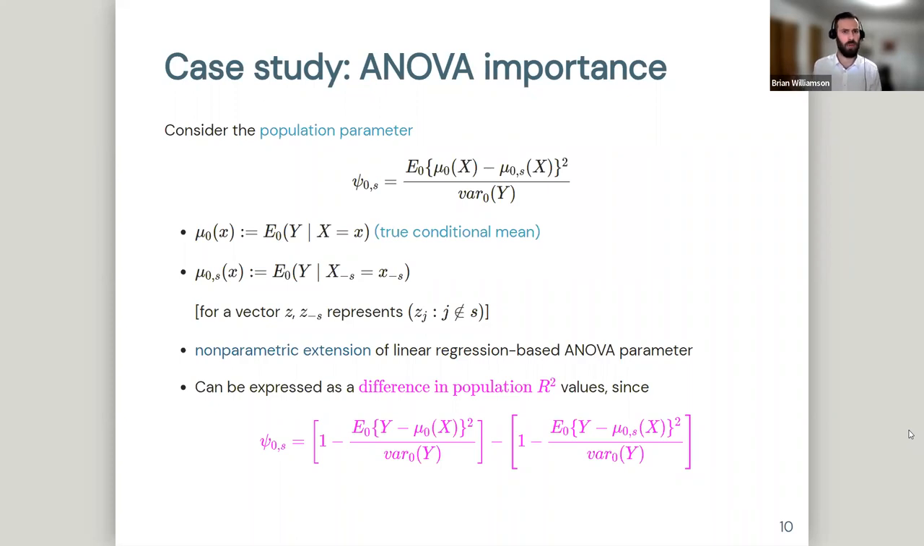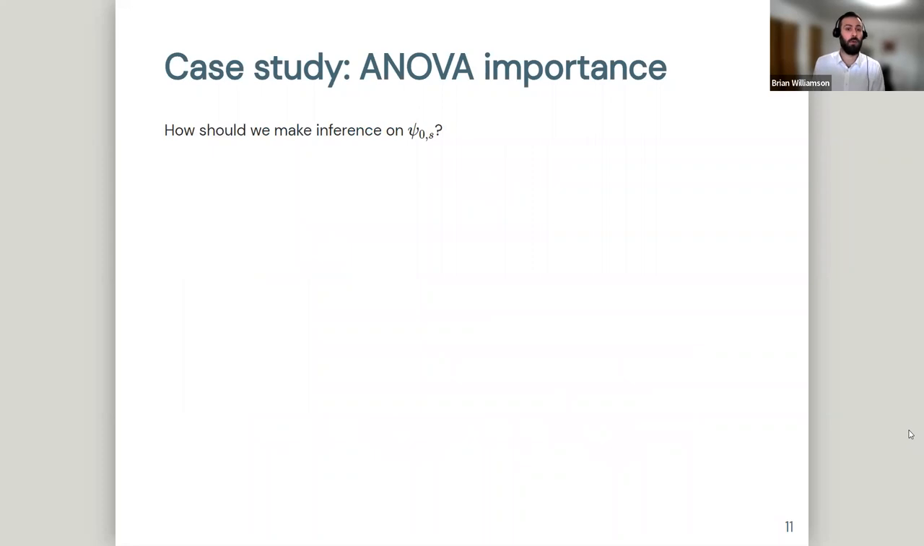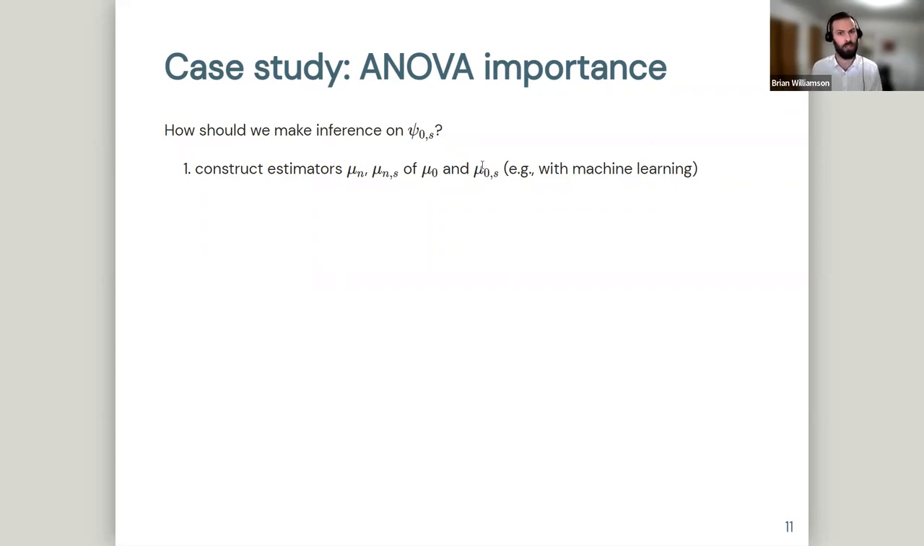Okay, so now we have a parameter that we might be interested in. What do we do next? We figure out how to do inference on that. So I have three quantities that I need to estimate. Two of those are conditional means: mu zero and mu zero s are the two population conditional means. And then I have the outcome variance, which is easy to estimate. So say I construct estimators of those two population conditional means. And here I can use machine learning because I want to do a really good job of estimating those.